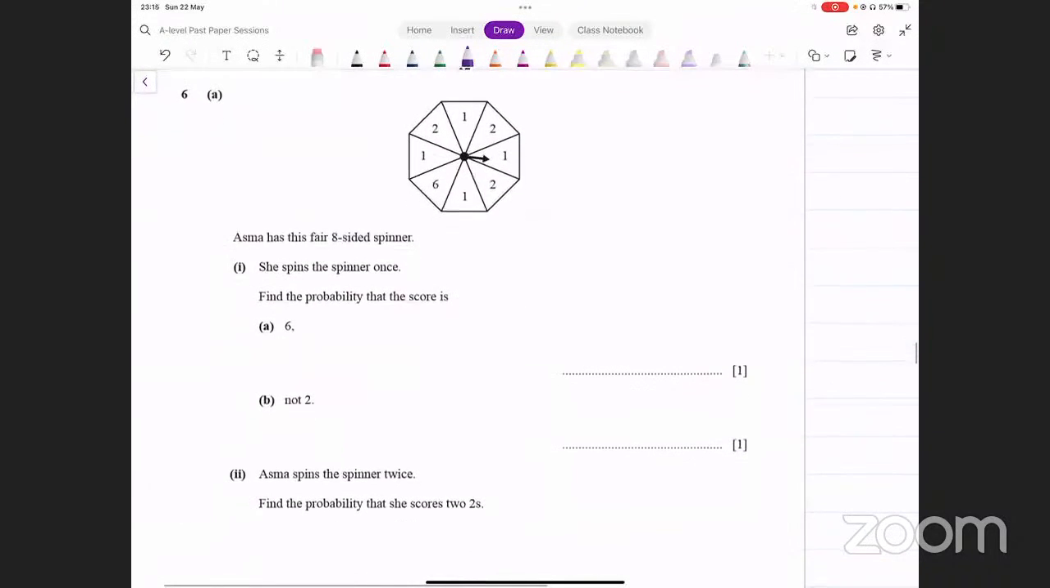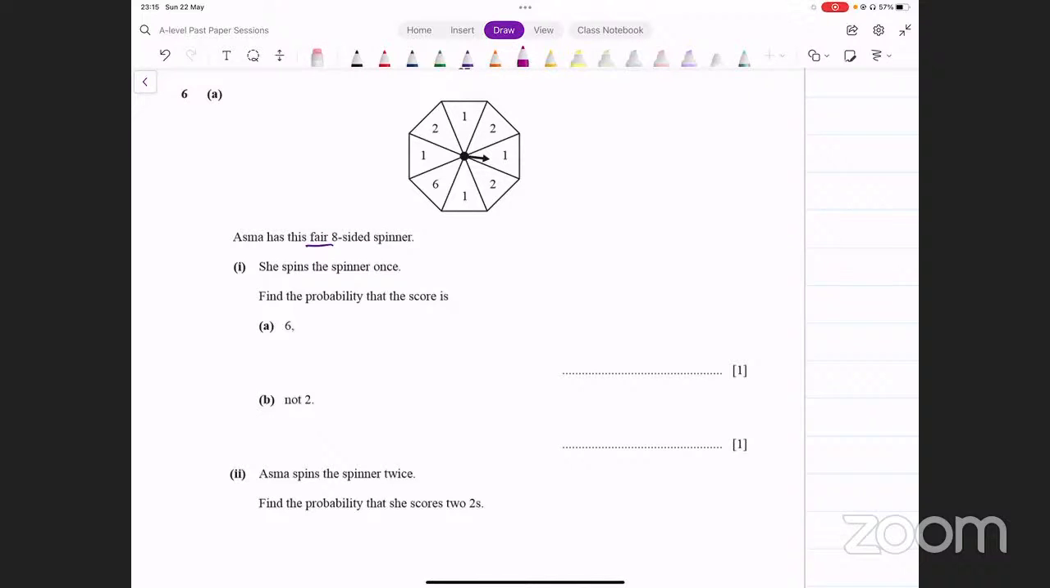That's question number 6, and it has probability. Asma has this fair 8-sided spinner. She spins the spinner once. Find the probability that the score she gets is 6. Okay. So it's a fair spinner. Fair का मतलब होता है कि जितने भी आपके पास possible outcomes हैं, उनकी probabilities equal है. ठीक है? So you got how many possible outcomes? You've got 8 possible. No, so it's an 8-sided spinner. लेकिन अगर आप numbers देखें वहां पे कुछ numbers repeat भी हो रहे हैं. ठीक है? So you've got to keep that in mind.